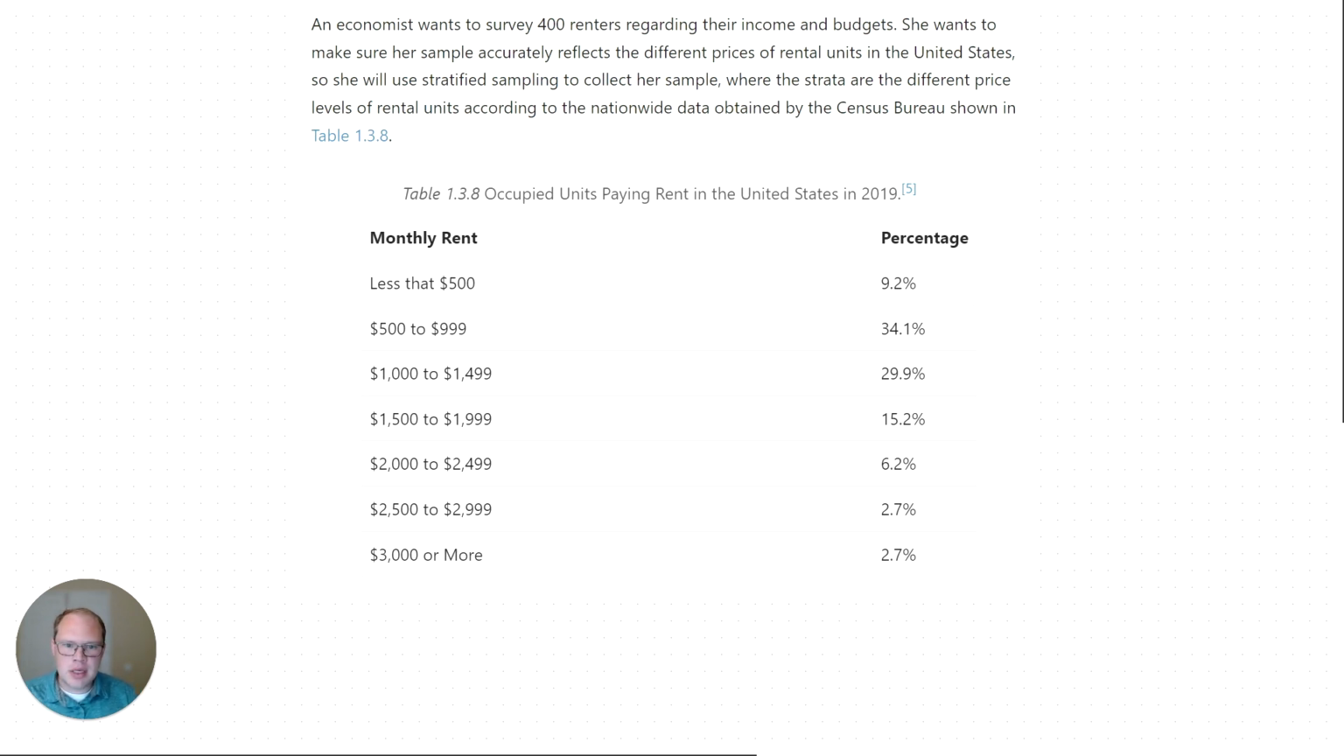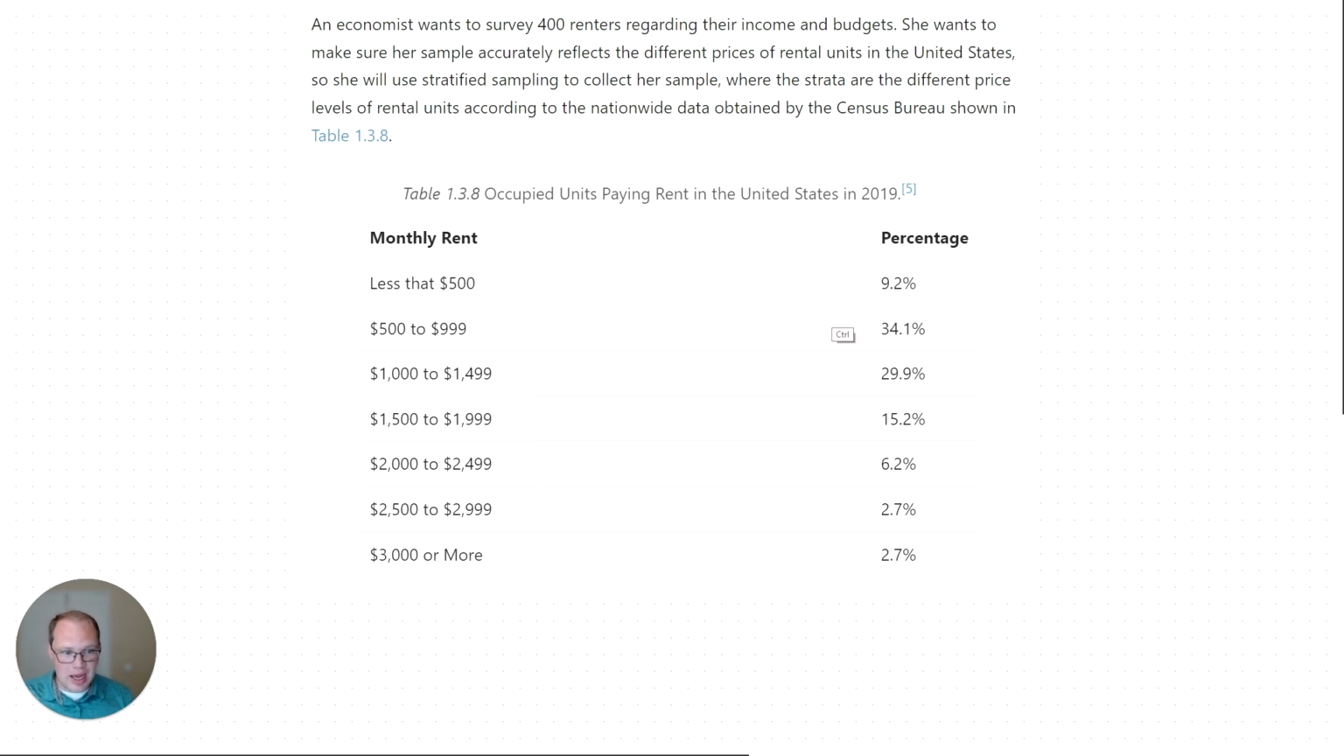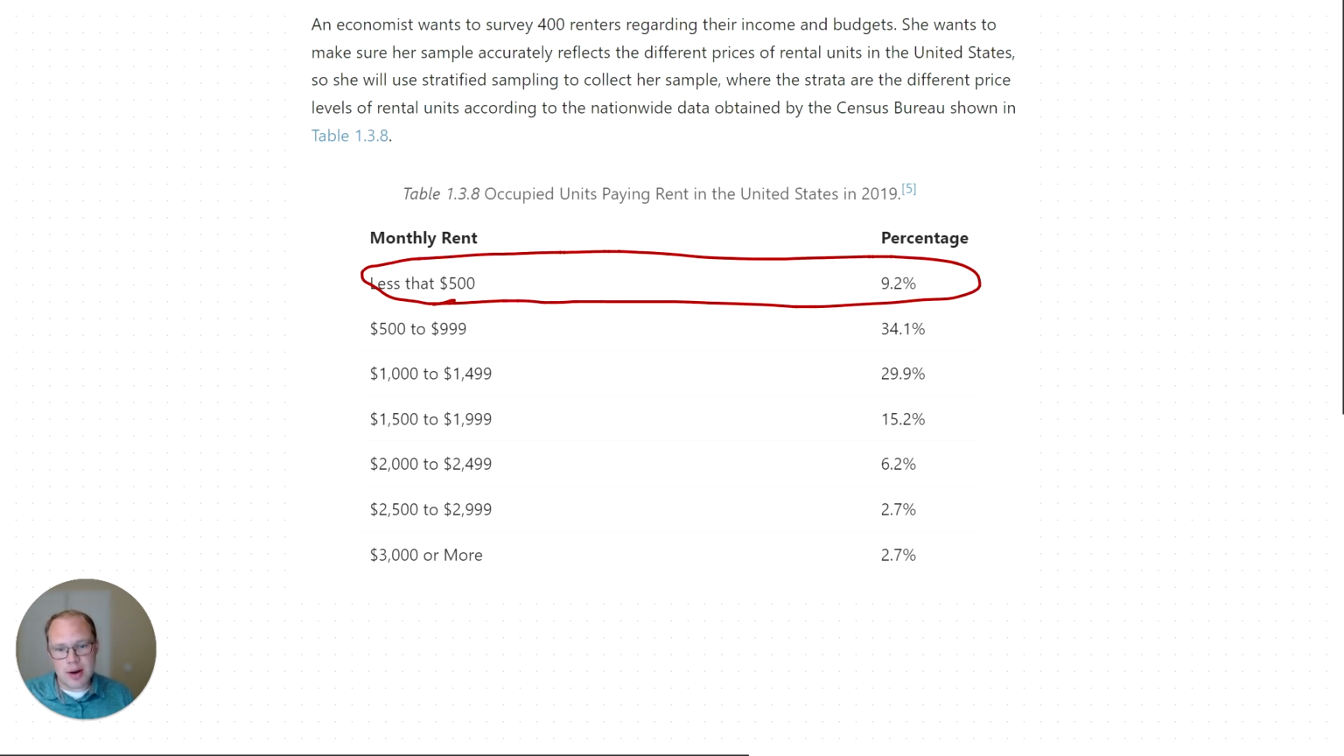There we go. So here's the table. And this is actual data taken from the Census Bureau of occupied units paying rent. So this is the monthly rent. This was in 2019, so the numbers probably don't seem accurate to you now. But this is what the data was then. And the economist wants to survey 400 renters and make sure that each of these strata are accurately represented.